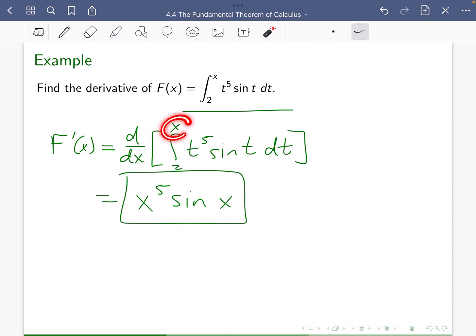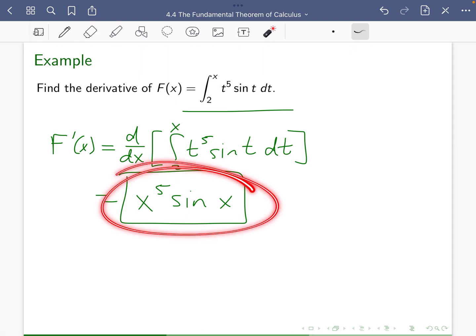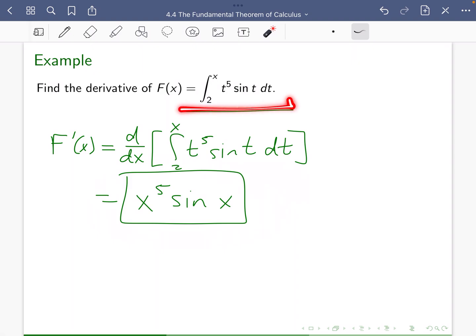This x is going in place of that value of t. That bottom limit was just a constant, so we would take the antiderivative, we'd get a constant, but then when we take the derivative of that constant, we would get 0. So this is what we have for the derivative of this thing. That's applying the fundamental theorem of calculus, part 2.